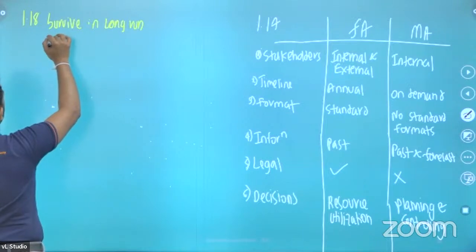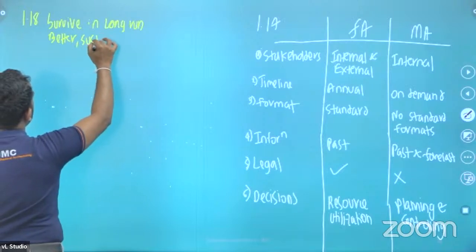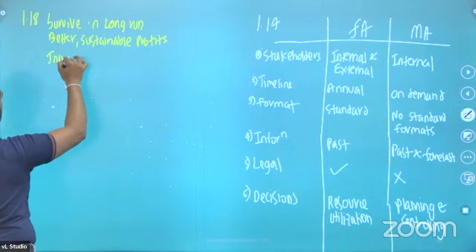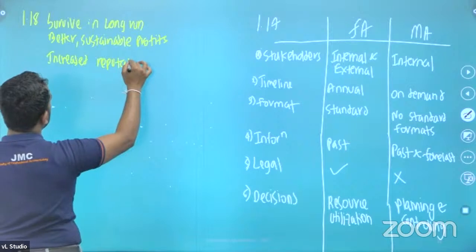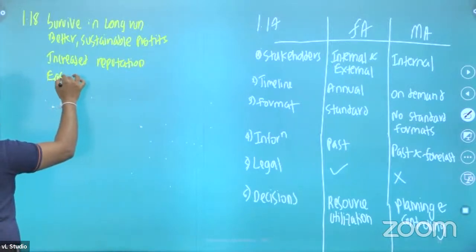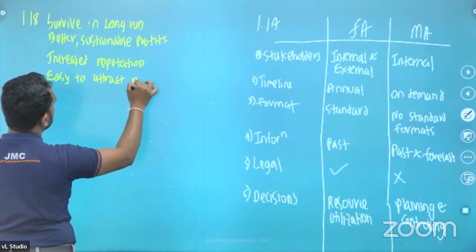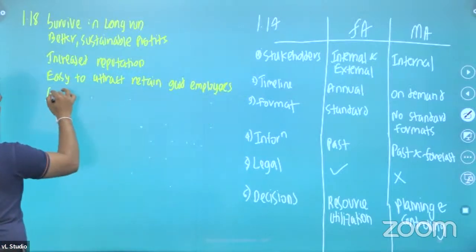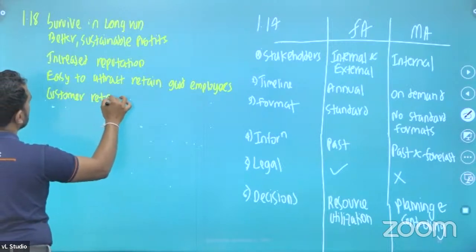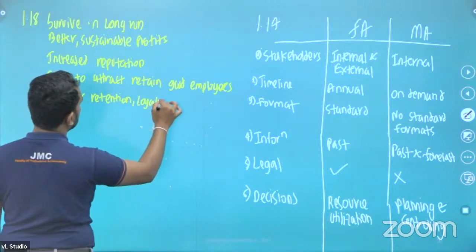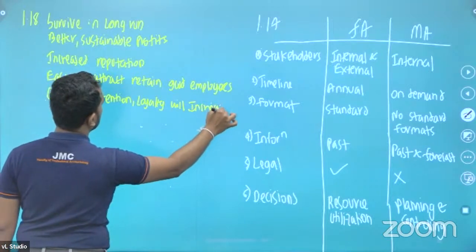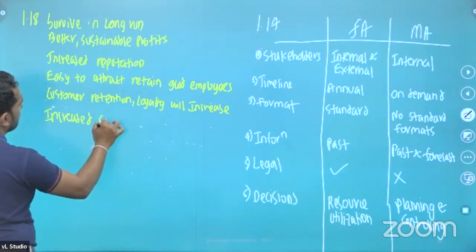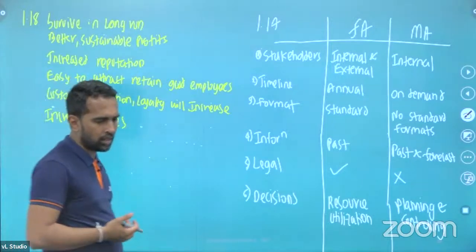And the ethical businesses can make better sustainable profits. The company will have an increased reputation. It is easy to attract and retain good employees. Customer retention may be higher. Customer loyalty will increase. The goodwill increases and increased sales can happen. Like that, you have to write a couple of answers.